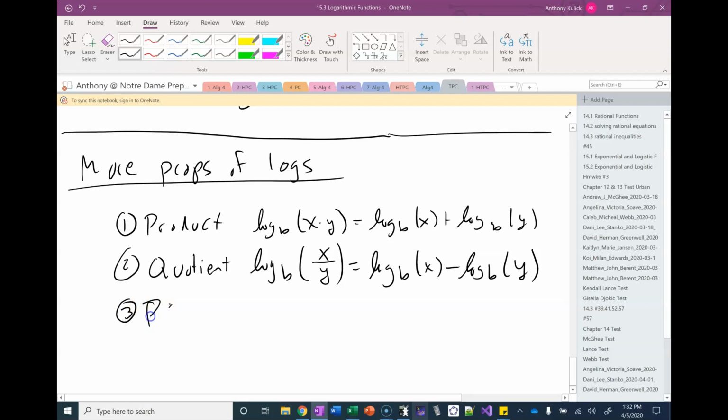And the third one is the power rule. What this power property says is that log base b of x to the c is equal to c times log base b of x.